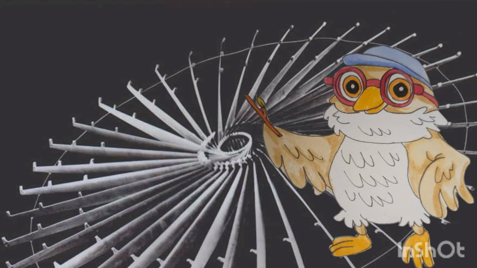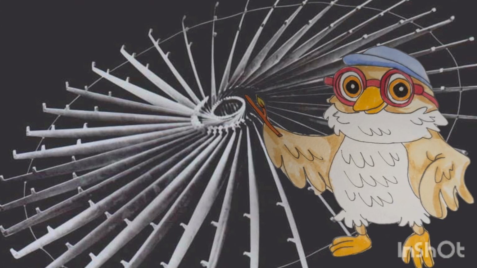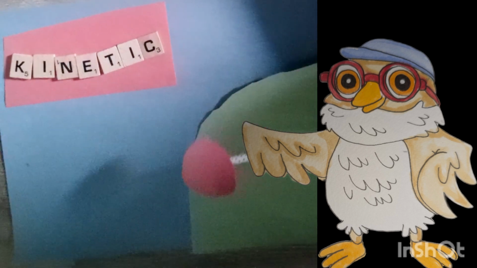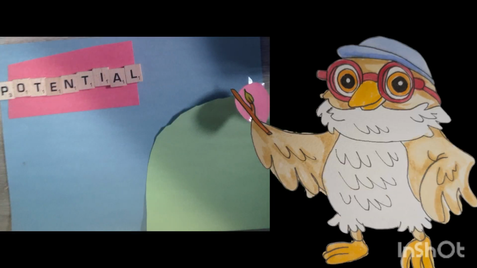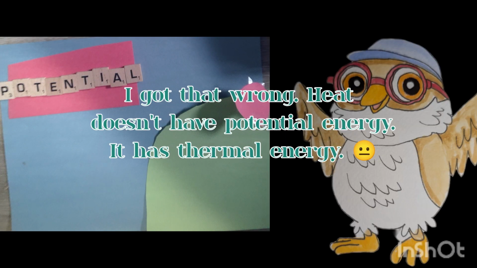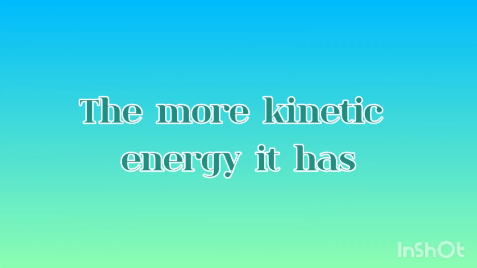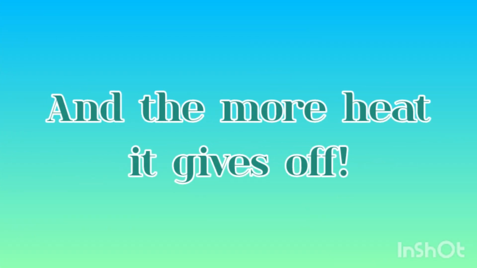But back up, what is kinetic energy? Well, kinetic energy is energy possessed by all moving things. For example, when a ball is rolling down a hill, it has kinetic energy. But when a ball is sitting right on top of a hill, it has potential energy. The faster something is moving, the more kinetic energy it has, and the more heat it gives off.